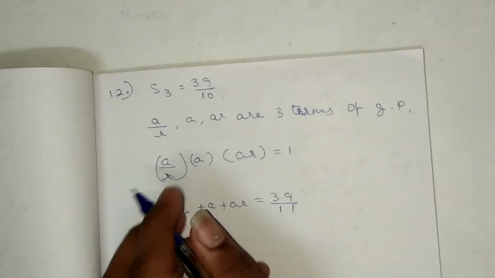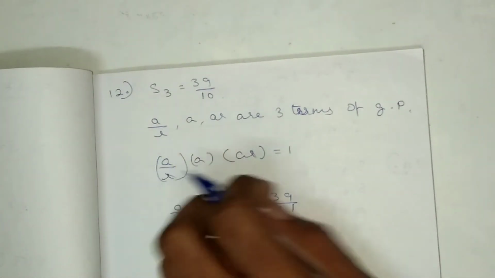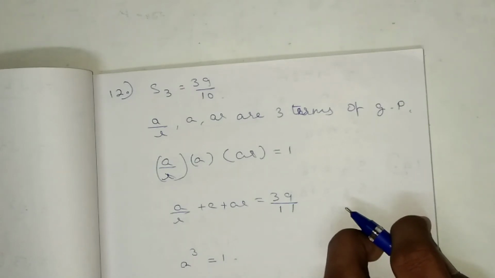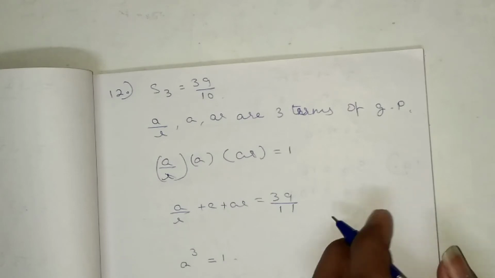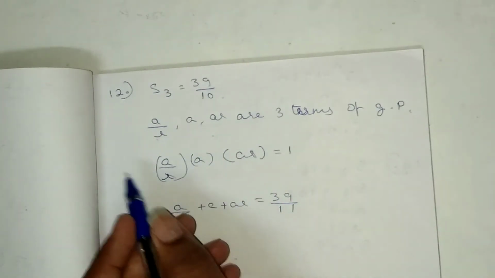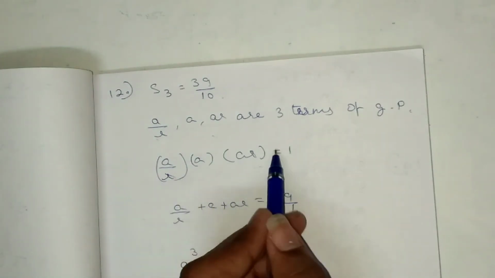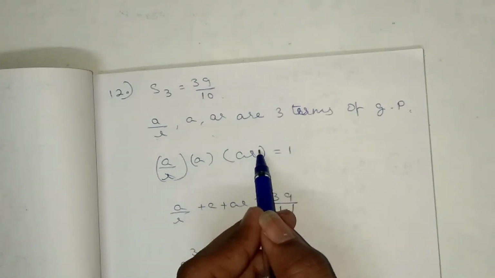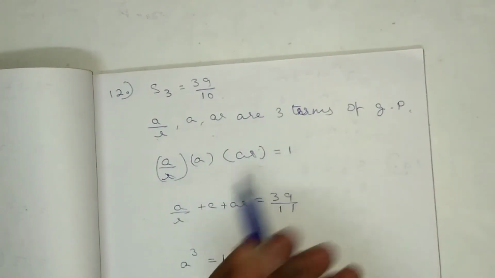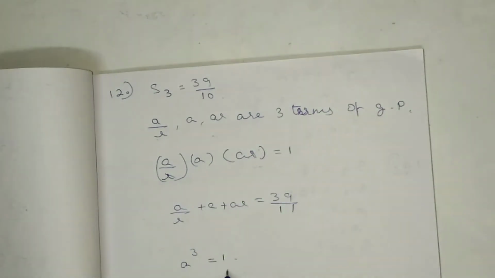Now moving on to the 12th question, they have given us the sum of the first three terms and the product of the first three terms. They have asked us to find the common ratio and the terms. Now let us assume that the first three terms are these. If they have said that the product of these is 1, then automatically the r would get cancelled out with this r, and a cube is equal to 1. Of course a cube is equal to 1 means a is also equal to 1.